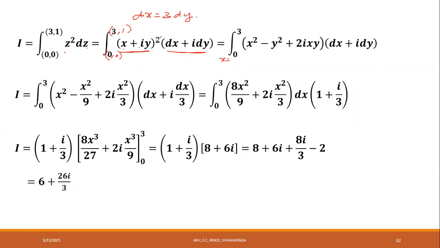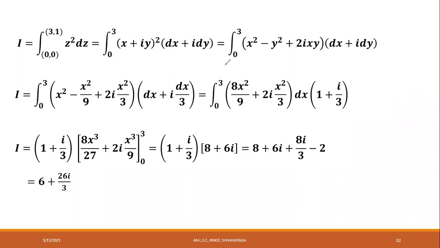(x plus iy) whole square takes the (a plus b) whole square form and its expansion is x square plus i square y square plus 2i into xy. I square is minus 1, so it is x square minus y square plus 2i xy, times (dx plus i dy). We integrate this with respect to x. If you want, you can integrate with respect to y also.